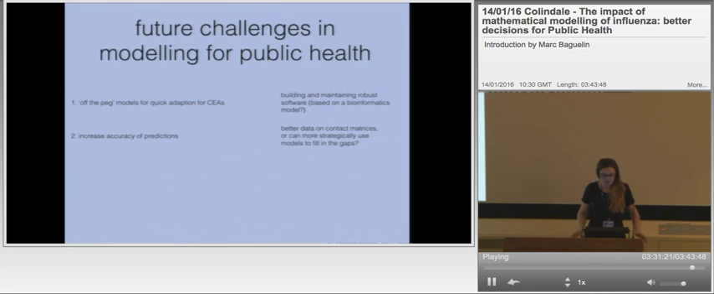There's just a general challenge regarding the accuracy of our predictions and really how we can integrate these contact matrices and sort of use models strategically to fill in the gaps that we don't know. And I think the evidence synthesis is going to be very important in this regard.